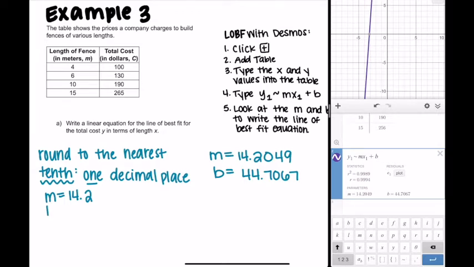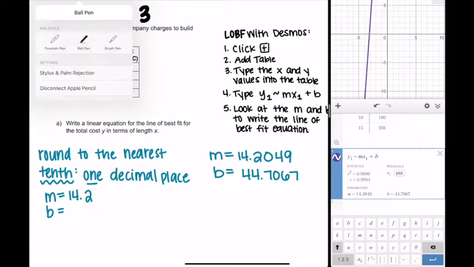All right, for our b, if we're rounding to the nearest tenth, then we're going to look at the 7, and we need to decide if that 7 is going to stay or if it needs to go up to an 8. If the number behind it was 5 or more, we would change it to an 8. But since this is 0, it's going to stay 44.7.